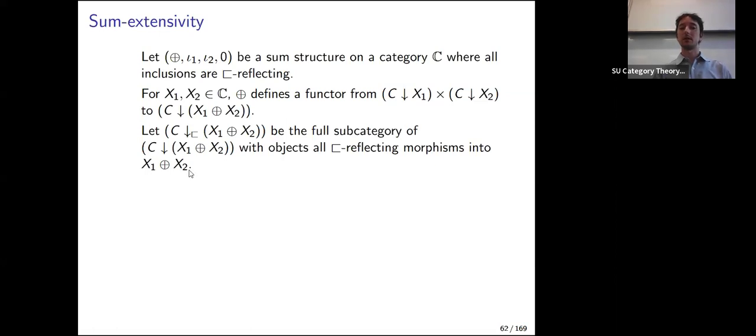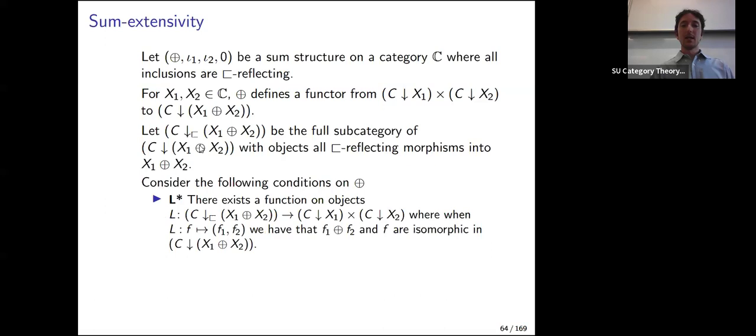all C-reflecting morphisms into x1 and x2. So the objects over here are C-reflecting morphisms into the sum of x1 and x2. Okay, so now I will ask you to consider the following conditions on the sum, and these will correspond to the requirement that this thing needs to be an equivalence. It's not requiring that it's actually an equivalence, but it's analogous to the induced functor being an equivalence.